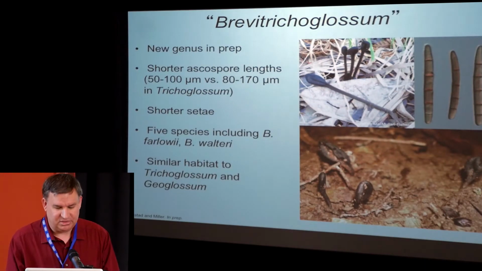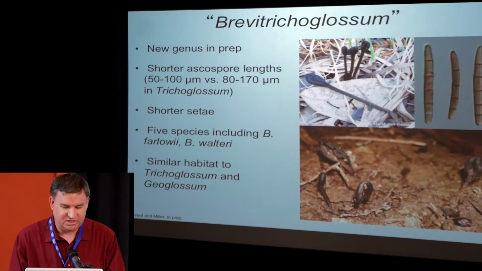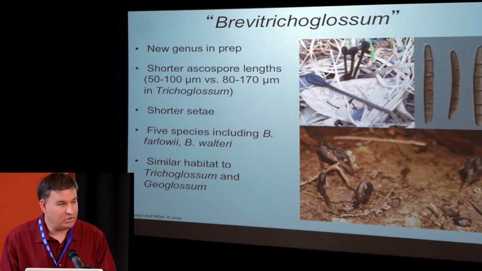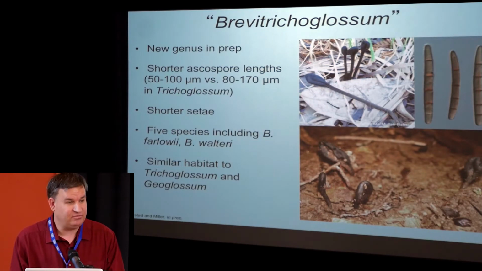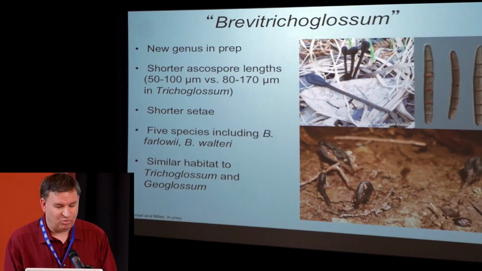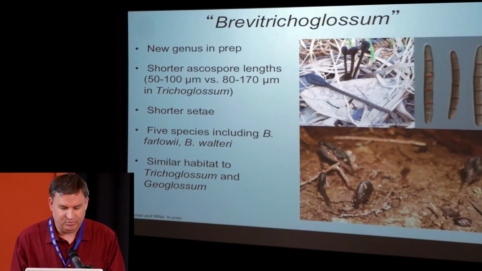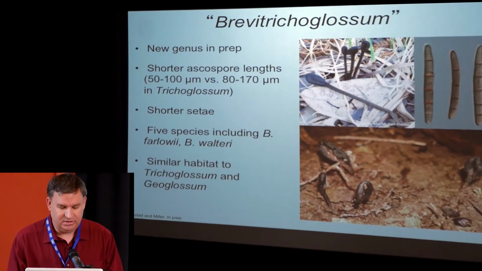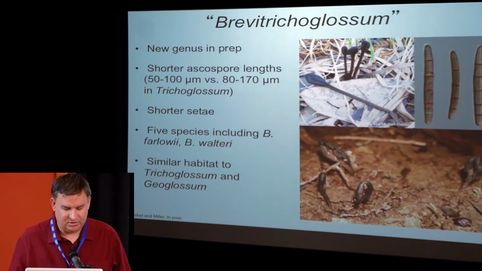Brevitrichoglossum is, of course, in parentheses because it's a new genus in preparation. Vince is in the process of describing this right now. It has shorter ascospore lengths and can be differentiated not only molecularly but morphologically from Trichoglossum. It also has shorter setae. 5 species are included, with a similar habitat to Trichoglossum and Geoglossum.